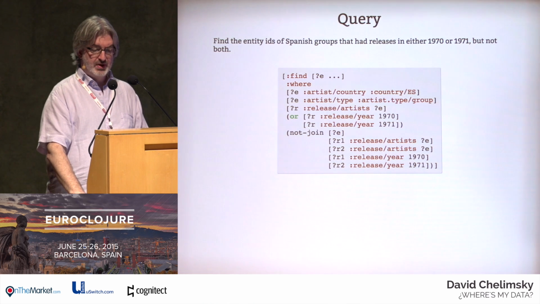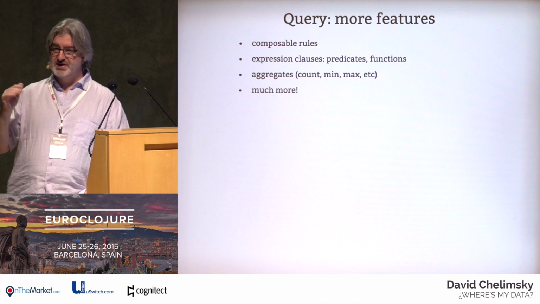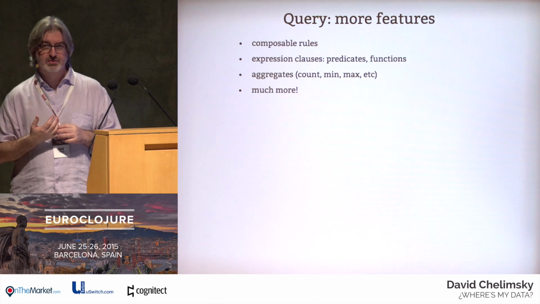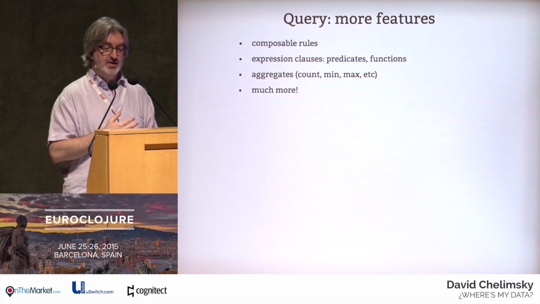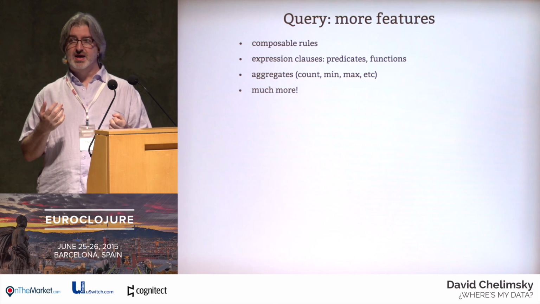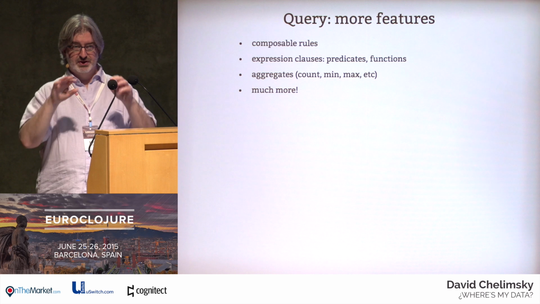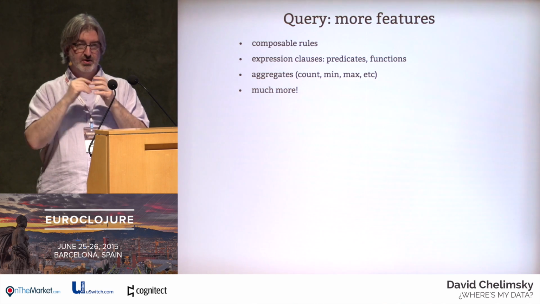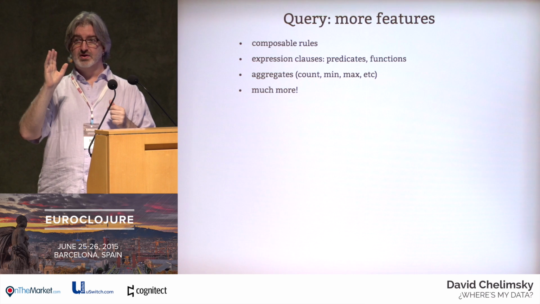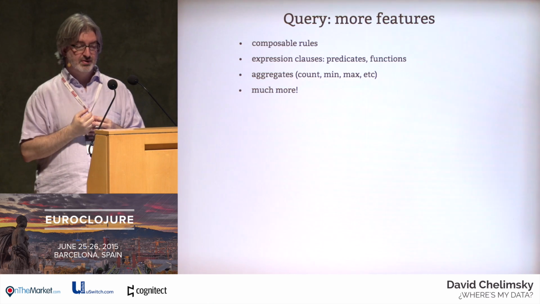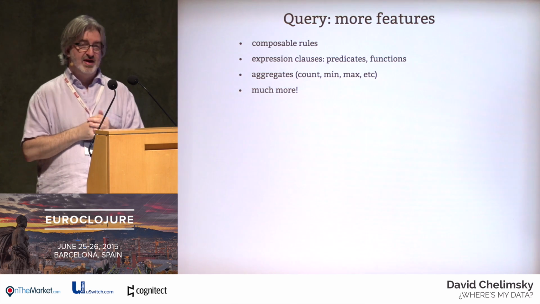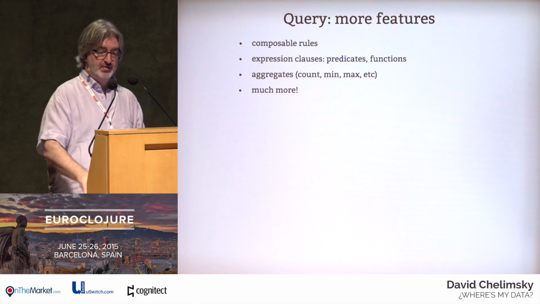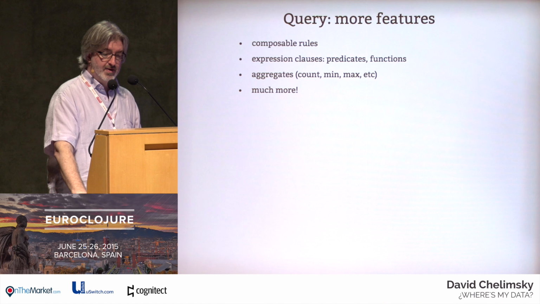So there are a lot more features that I'm not going to cover. I mentioned composable rules. You can also have expression clauses, predicates, so you can actually use what looks like a Clojure function and say, give me all the values of the year that are less than a certain year, this sort of thing. We have aggregates, so you can get counts of different variables, min, max, etc.